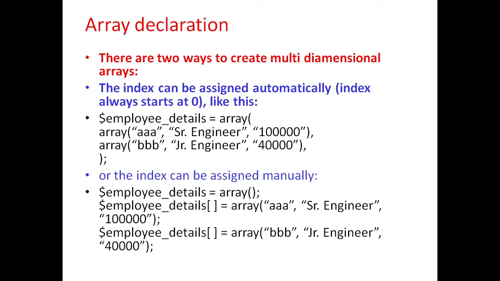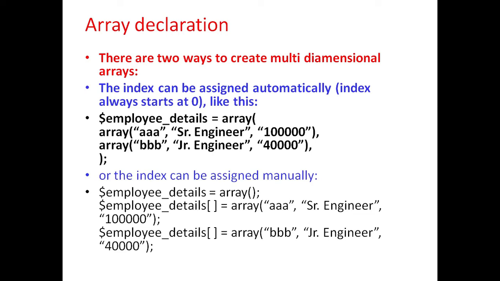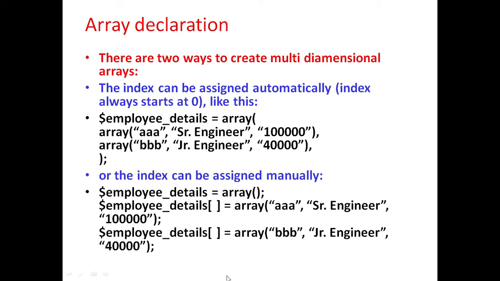In first way, the index can be assigned automatically, which always starts with 0. Here employee details array is defined, where employee details equal to array, then array of elements. Or the index can be assigned manually in second method. Here first employee detail is defined as an array and then employee details array elements are assigned with another array element.